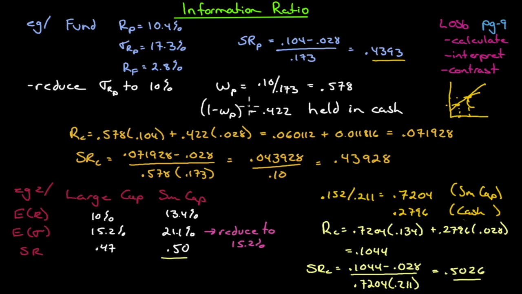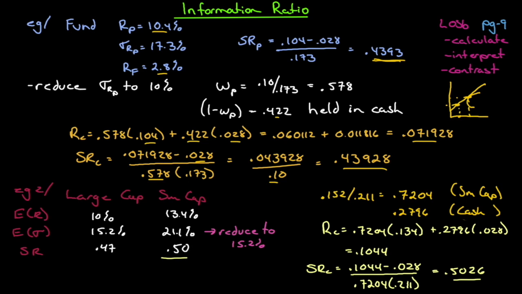We need the combined return on this portfolio now. So the weighting on the portfolio, 0.578 times its return, 10.4, plus the weighting on cash times the risk-free rate, because we're invested in the risk-free asset, gives us 7.1928. Now we can do the Sharpe ratio for the combined portfolio. This is the return on the portfolio minus the risk-free rate over the standard deviation of the portfolio, which we know the full standard deviation is 0.173, but we've only weighted it by 0.578, right? Which we know is 10%, which gives us 0.4393.